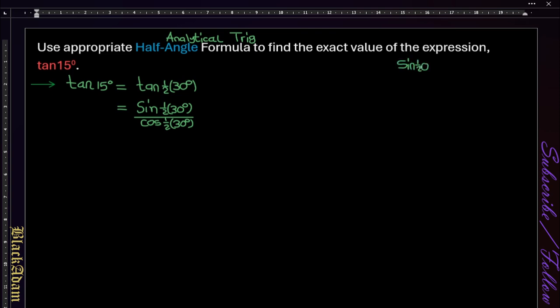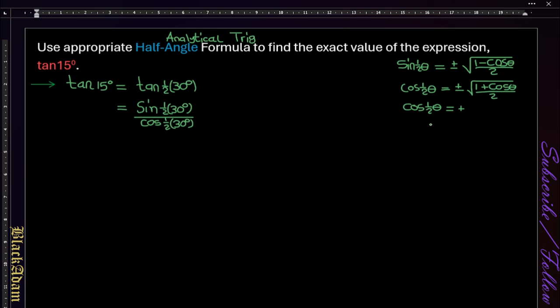So sine half theta will be equivalent to plus or minus the root of 1 minus cos theta over 2, and cos half theta will be plus or minus the root of 1 plus cos theta over 2. When it is half the angle, we double it, so half of theta becomes double of half, which is 1.